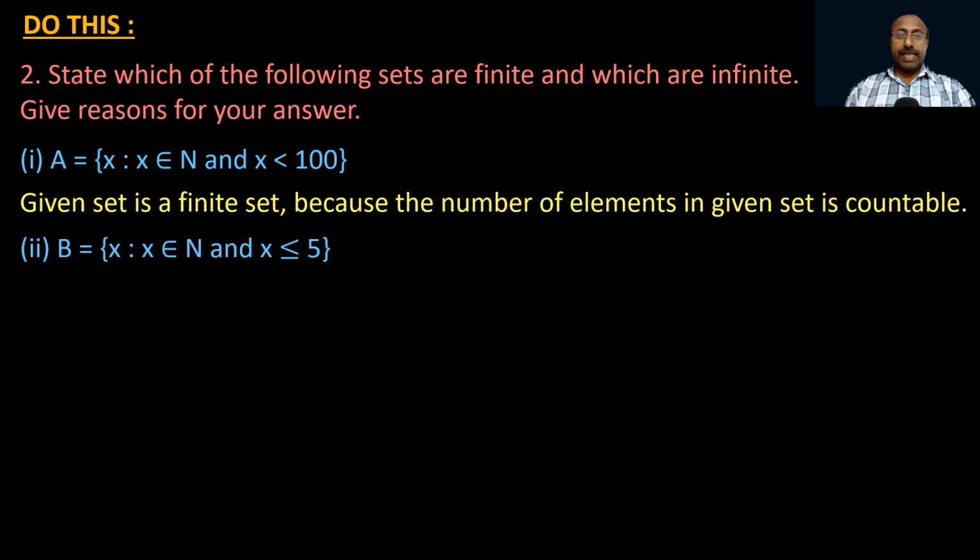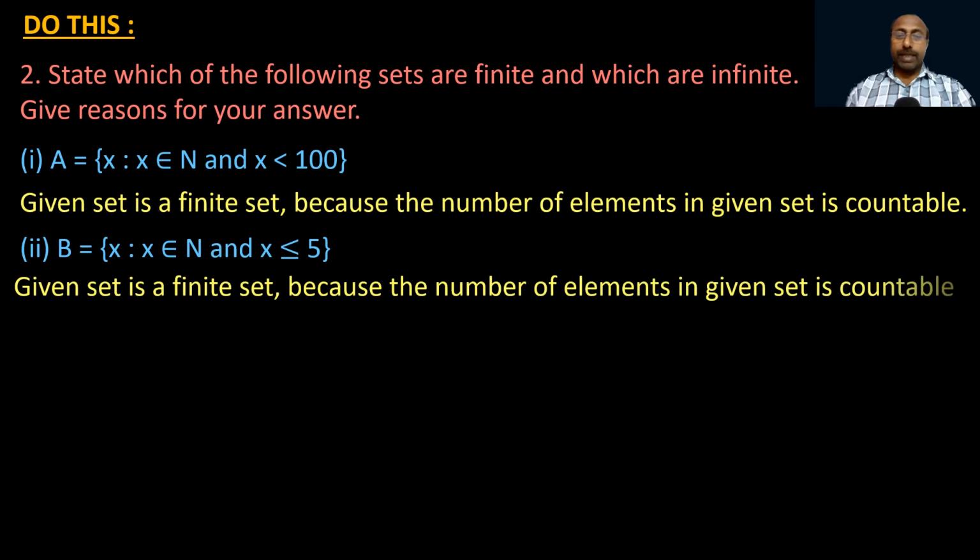B is equal to x such that x belongs to N and x is less than or equal to 5. It is also clearly a finite set because there exist only 5 elements, x less than or equal to 5: 1, 2, 3, 4 and 5. So the number of elements in this set is countable. Because the number of elements in the given set is countable, the given set is a finite set.